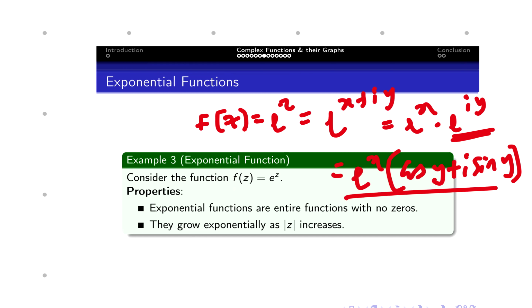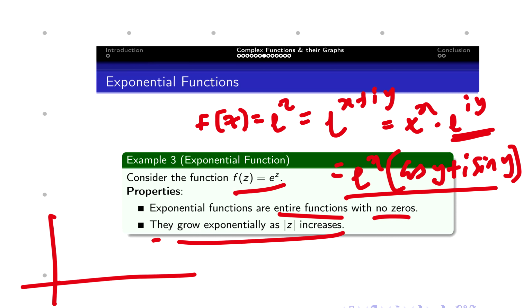The properties of exponential functions are that they are entire functions with no zeros. If you solve for zeros, you won't get any value. It's entire, which means it's defined everywhere, but it has no zeros. And they grow exponentially as the absolute value of z increases. So, e raised to the power x, you have some kind of growth going that way, just increasing so sharply.